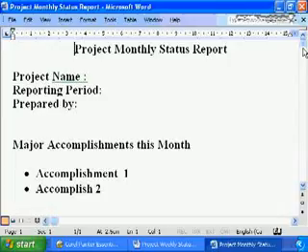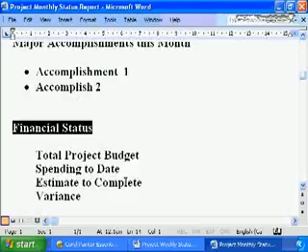So the first major area for your monthly status report are going to be the major accomplishments this month. Here is my major accomplishment number 1. Here's the second thing that I accomplished, and so on. You probably need to provide a detail on the financial status. Doesn't need to be line by line, probably as simple as total project budget, here's what I've spent to date, here's my estimate to complete, and here's any variance that I need to report.